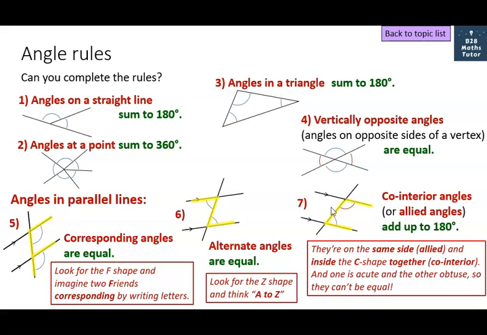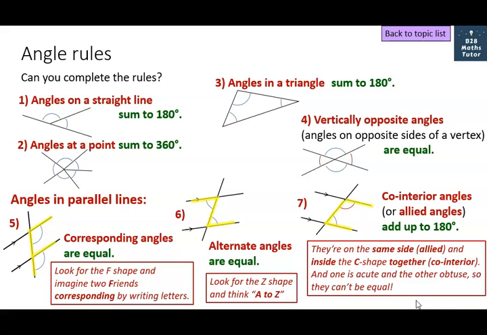You've got a C shape here. Both angles are on the same side, which means they're allied. Allies fight on the same side in a war, don't they? And they are inside the C shape together. So together is co, inside, interior.